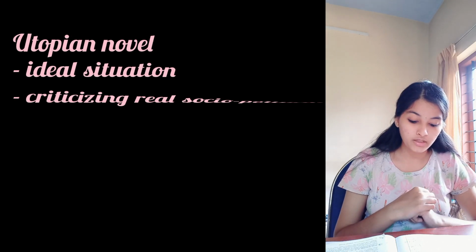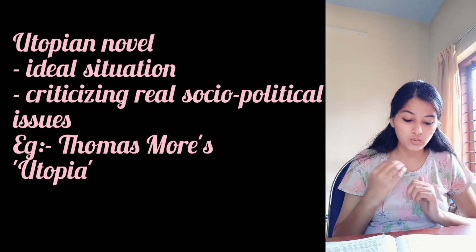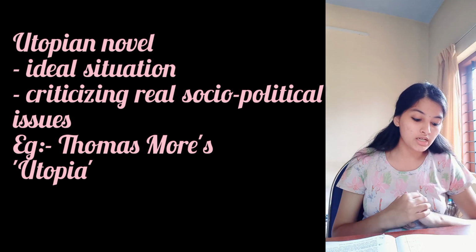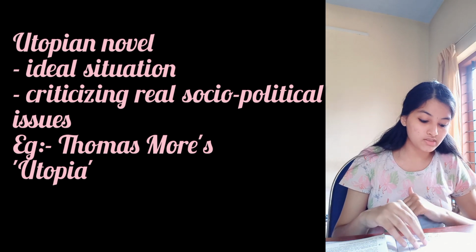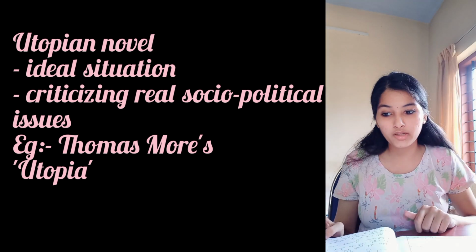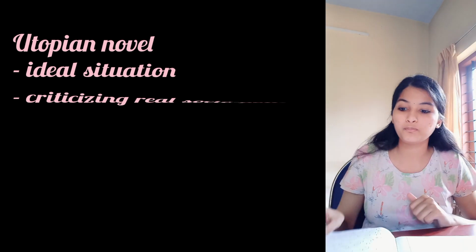Utopian novel. It presents an ideal situation, creates a world as a way of criticizing real socio-political issues. Dystopian novel is the opposite to utopian novel. For example, Thomas More's Utopia.